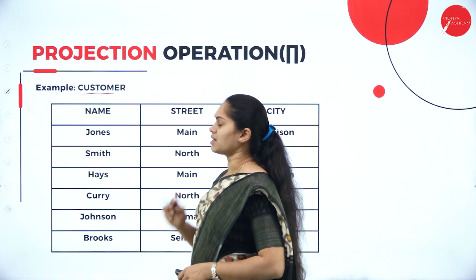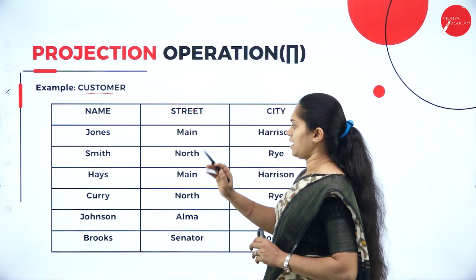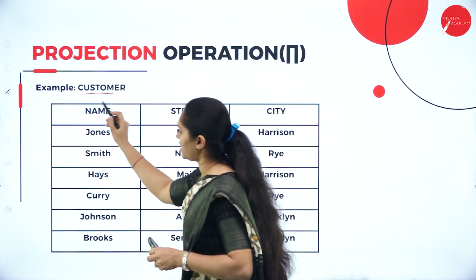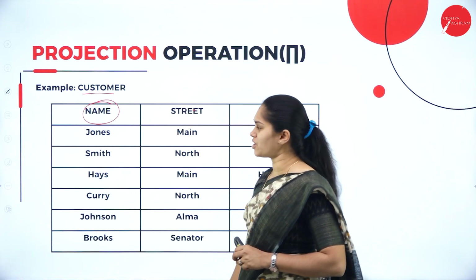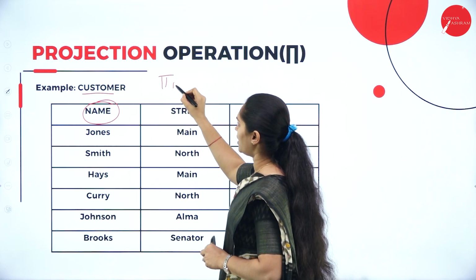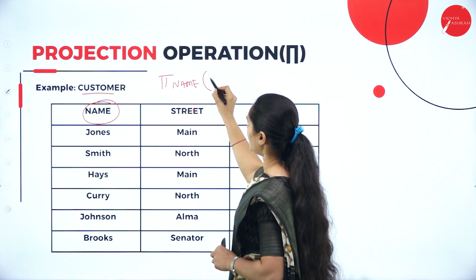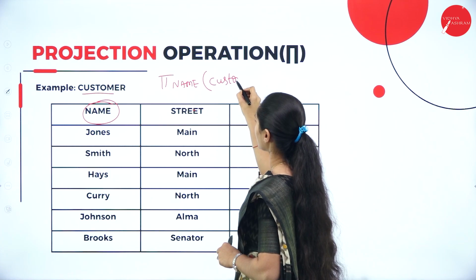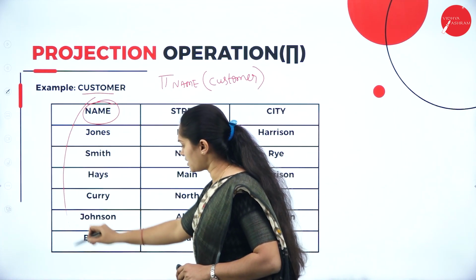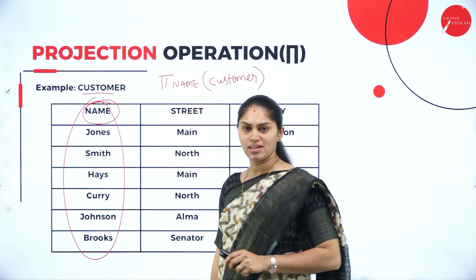Here you have one example. What is the table name? Customer. Then how many columns do we have? Name, street, city. These are the 3 columns. What if I wanted to see only the name of a customer? How am I supposed to write it? I have to use the projection operation. Then what is the column name? That is name. And I should mention the table name, that is customer. Then I can get the whole name column from the customer table.